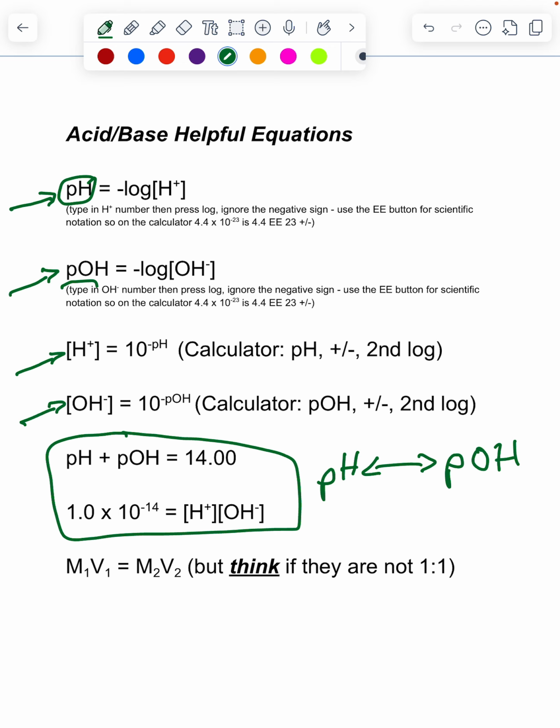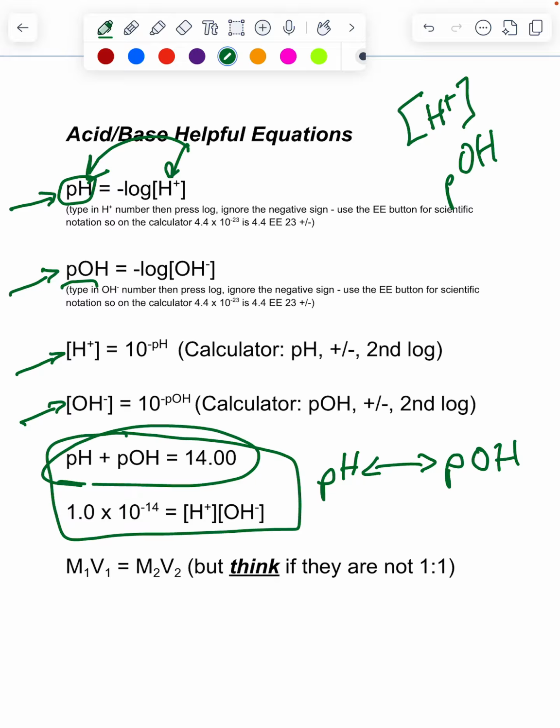Well, sometimes I might give you the concentration of H and ask you to find pOH. And by the way, there is more than one way to do these problems, and that's okay. You're going to get the same answer. Me personally, I would probably turn H into pH and then use this equation to turn pH into pOH. So there's different ways you can do this. And we'll talk about the M1V1 equation later on when we get to titrations and whatnot.